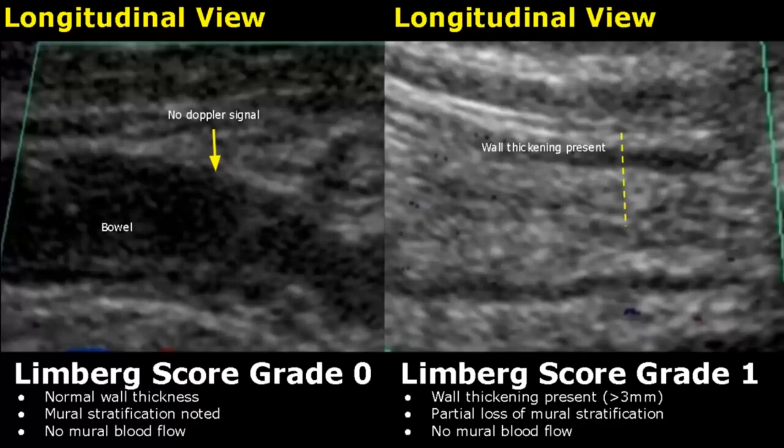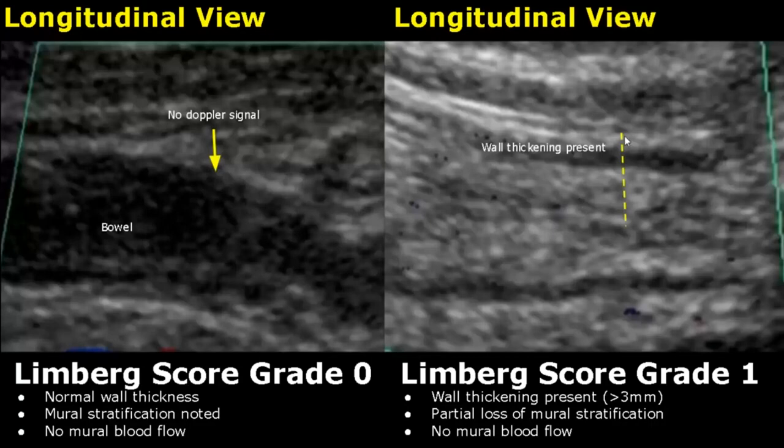Grade 0 is given to a normal healthy bowel. There is normal wall thickness. We can identify the layers, and there is no blood flow seen within the wall on color Doppler.